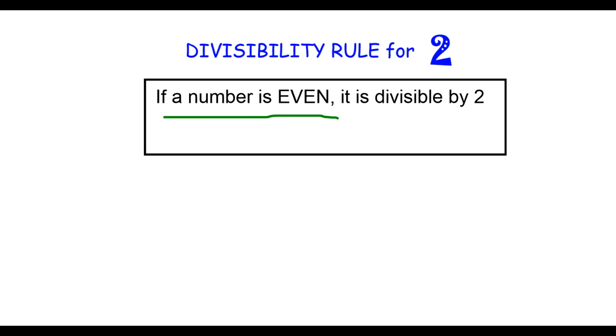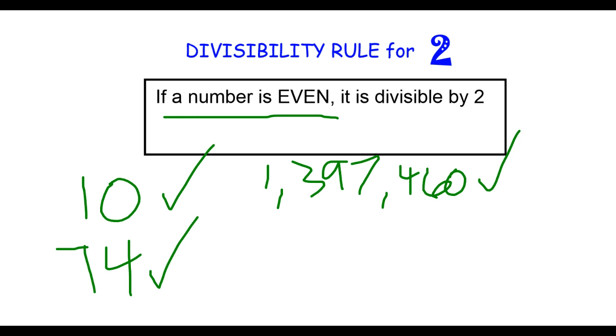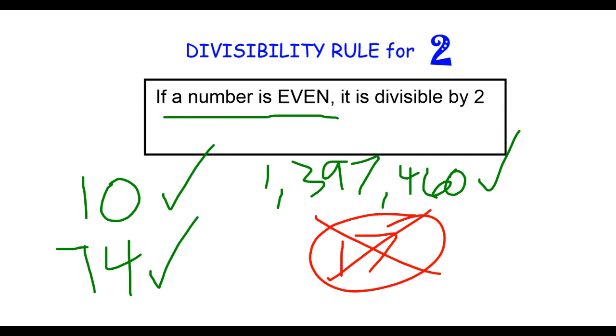So to give a few examples of this, the number 10 is even, so it is divisible by 2. The number 74 is even, so it's divisible by 2. The number 1,397,460 is even, so it's divisible by 2. Notice that this rule doesn't tell us what the quotient actually is. It just tells us that we can do this division without a remainder. On the other hand, 17, not divisible by 2 because it is not even.